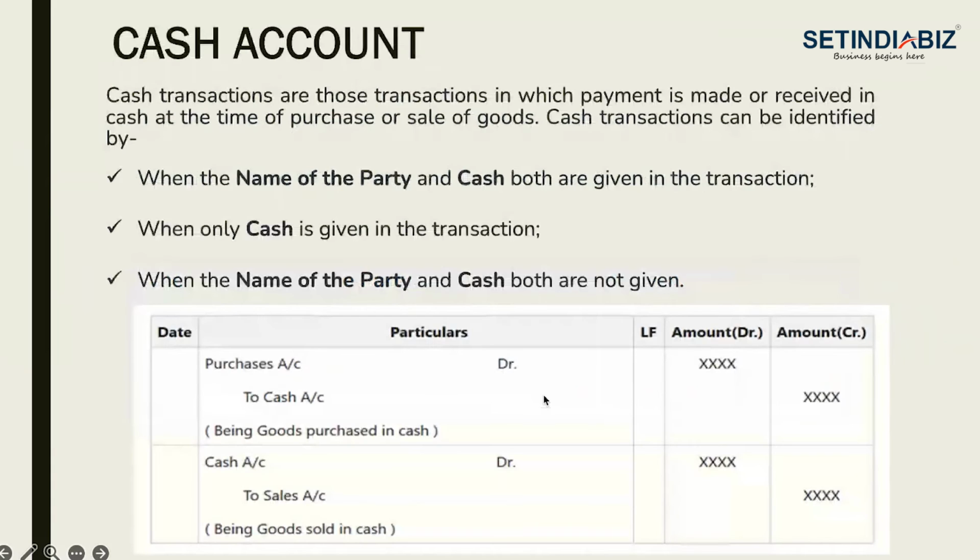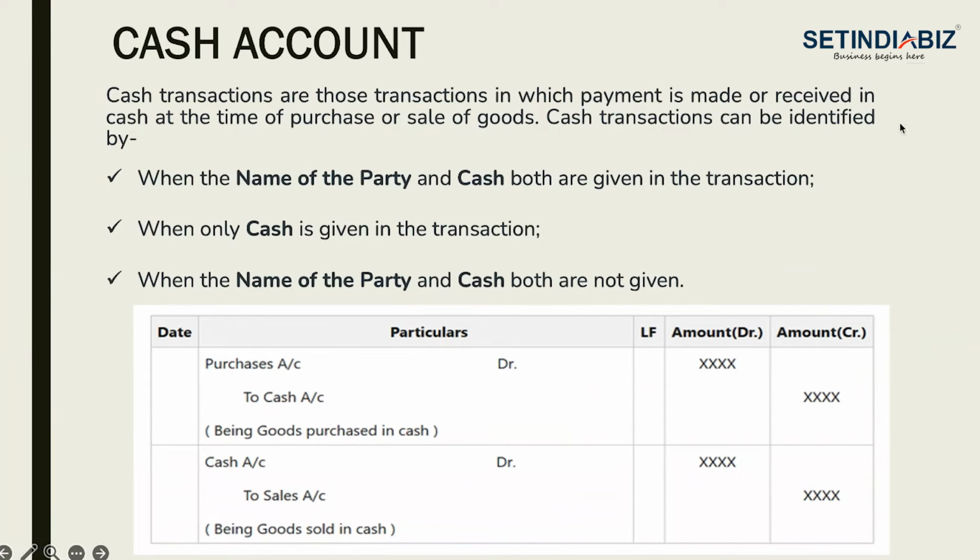Cash account. Now there are certain transactions that just repeat the purchase and sale transactions given, but there are other transactions also involved in cash. It's the ledger we are discussing, cash account ledger. Cash transactions are only those transactions which are done in cash, whether the payments are being made or being received at the time of purchase or sale of goods.